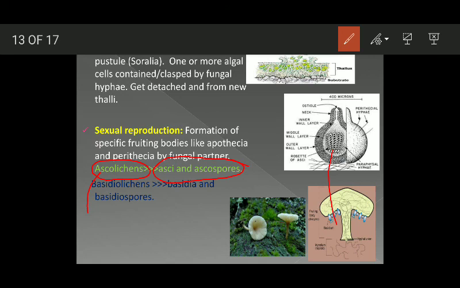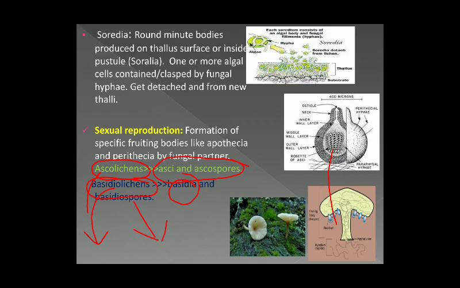And if the lichens are basidiolichens, which means if the fungal partner belongs to basidiomycetes, they will produce basidia inside the fruiting bodies, and these basidia will produce the basidiospores. These ascospores and basidiospores later on germinate and give rise to the new lichens. So this is all about the reproduction of lichens.